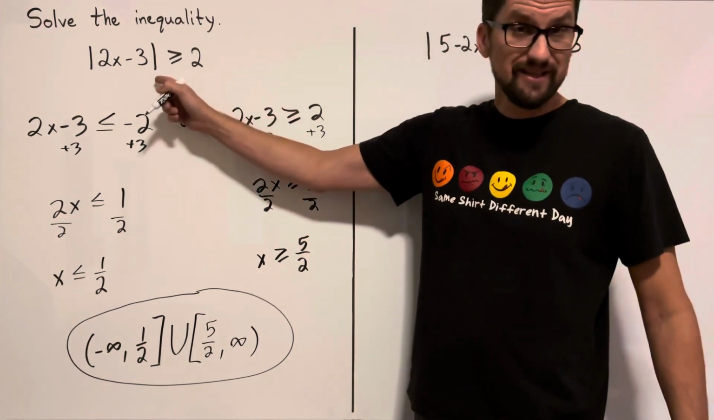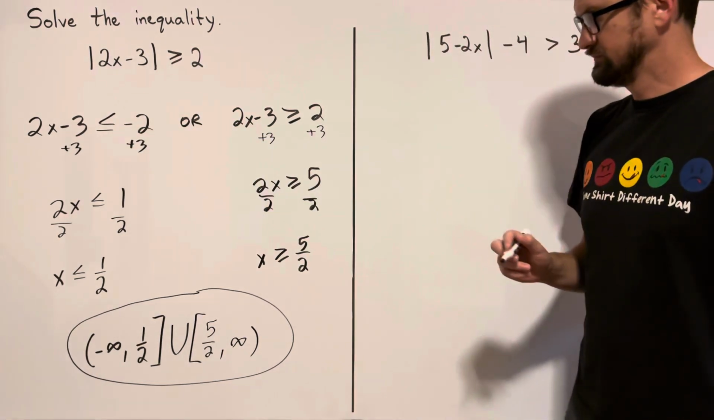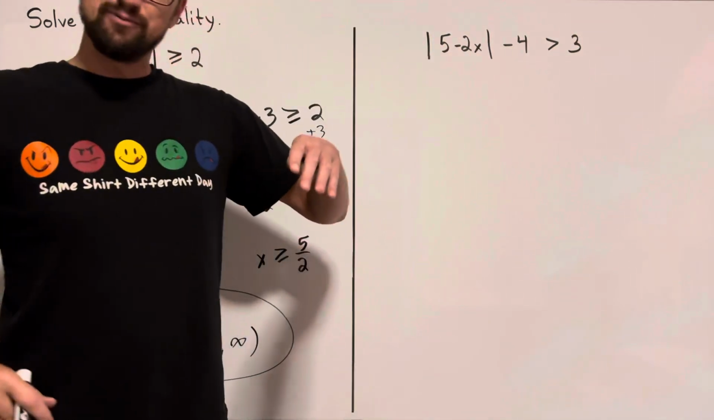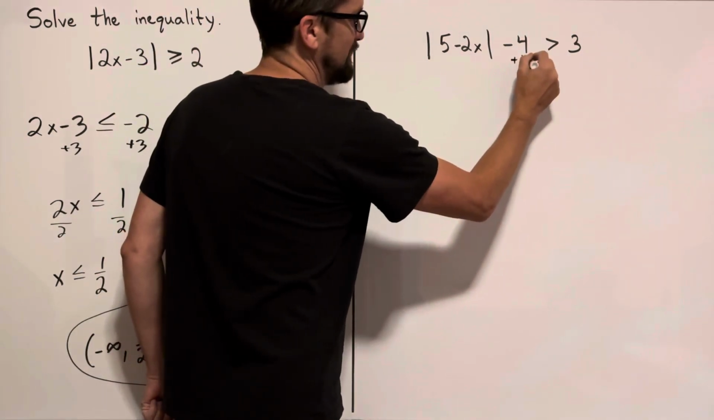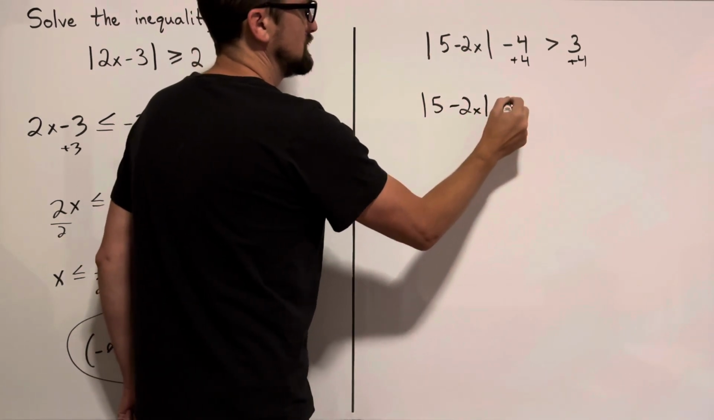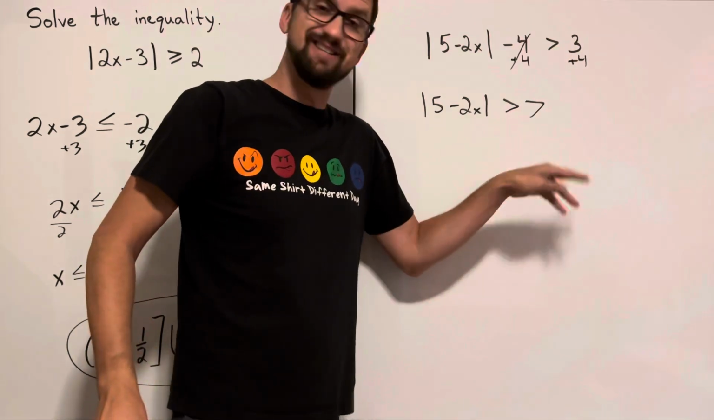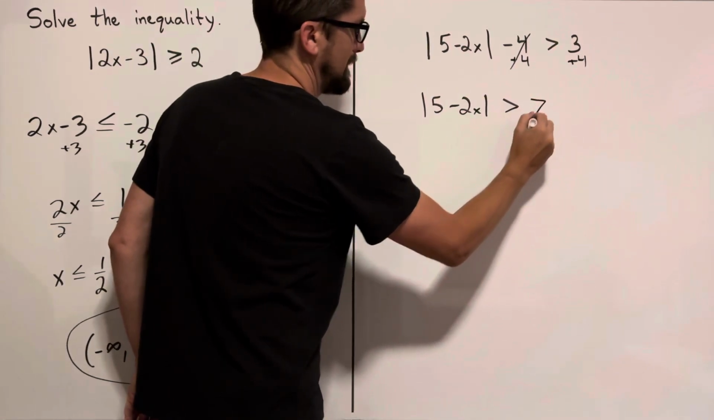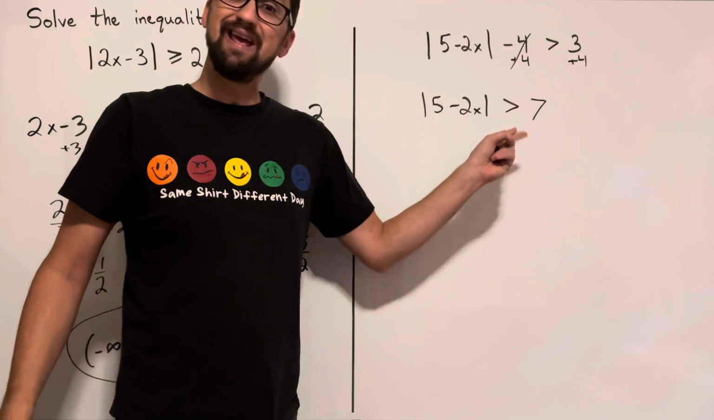So isolate the absolute value bars. If you have a greater than sign, you're going to split it into two inequalities. Let's work on this next one. In this one, the absolute values are not isolated, so we need to isolate them first by adding 4 on both sides. The 4's in the middle are gone. 3 plus 4 is 7. This is a 7 right now. Now we have the absolute values isolated and we have a greater than sign.